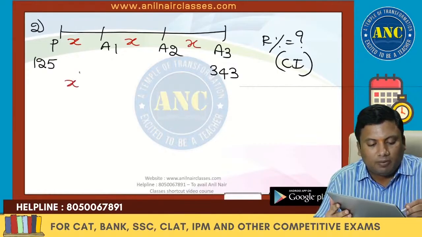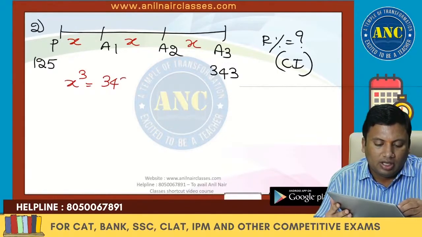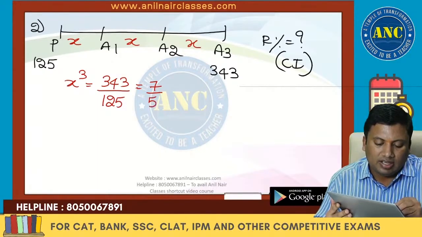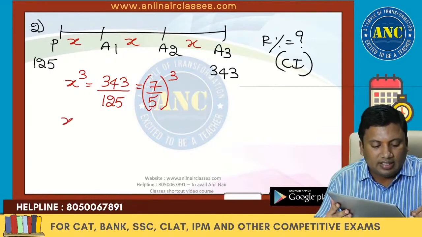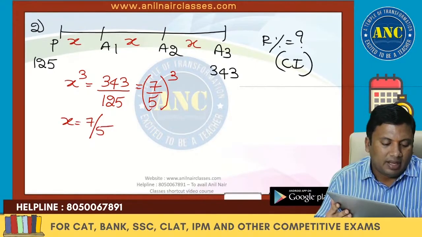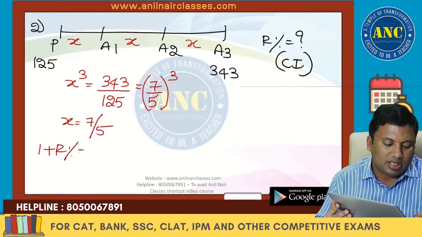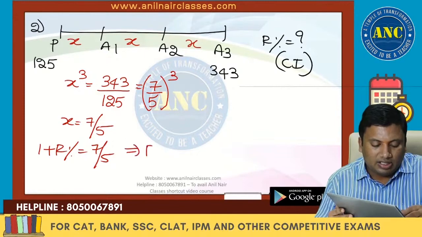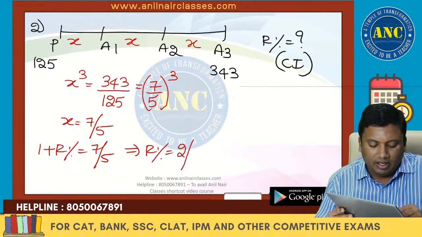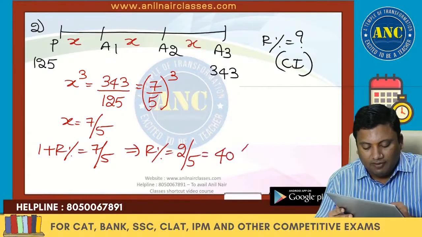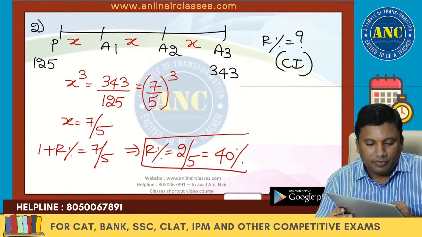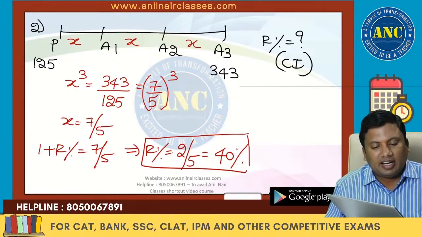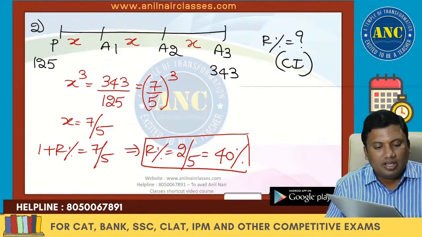So x cube is nothing but 343 by 125, which is nothing but 7 by 5 whole cube. X is nothing but 7 by 5. X is 1 plus r percentage, which is 7 by 5. R percentage is nothing but 2 by 5, and 2 by 5 is nothing but 40%. Idea is clear, right?